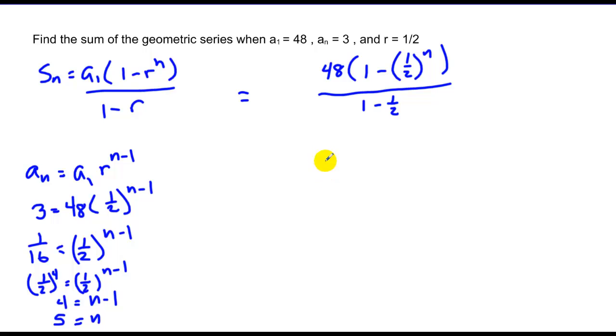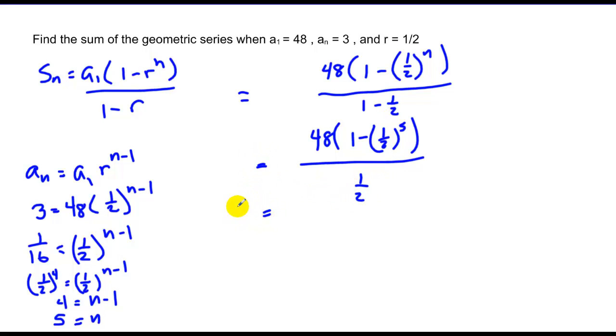So now I can plug this in, and I have 48 times 1 minus 1/2 raised to the 5th power over basically a half. And that's equal to the sum of the first 5 terms. And that gives me a total of 93.